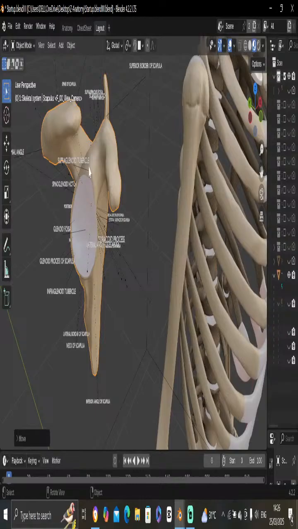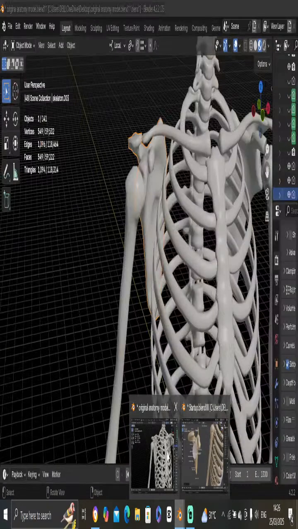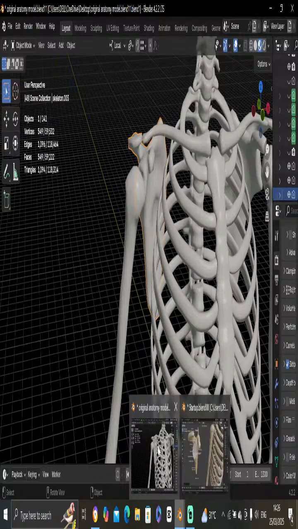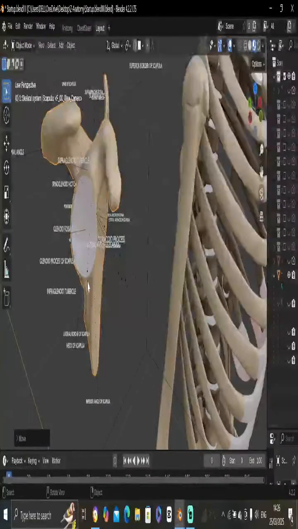Above the glenoid cavity, we have the supraglenoid tubercle, and below we have the infraglenoid tubercle. The supraglenoid tubercle is the point of origin for the long head of biceps, while the short head of biceps originates from the coracoid process. The infraglenoid tubercle is the point of origin for the long head of triceps brachii.